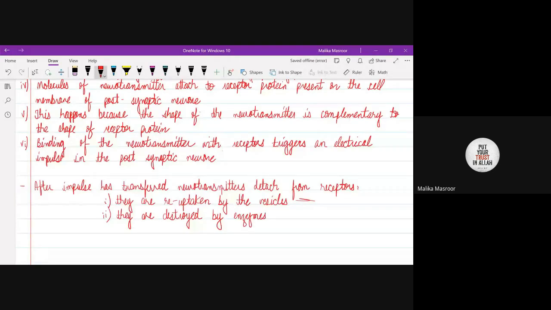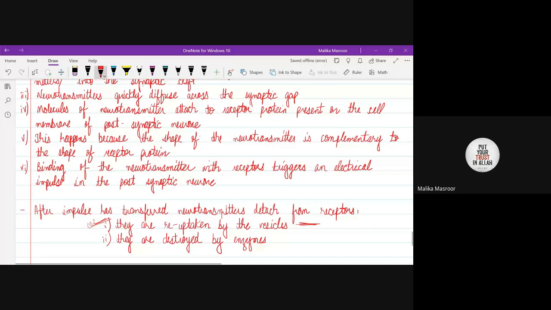But a more definitive point is that they are reuptaken, because they are released over and over again. It's not like one impulse passed in one year, five years, ten years. They have to constantly pass their impulses. So they need to be reuptaken by the vesicles, otherwise they're going to finish. So this opinion is not that definitive, but yes, some books do mention this. But this is the most definitive one: they are reuptaken by the vesicles. Clear?